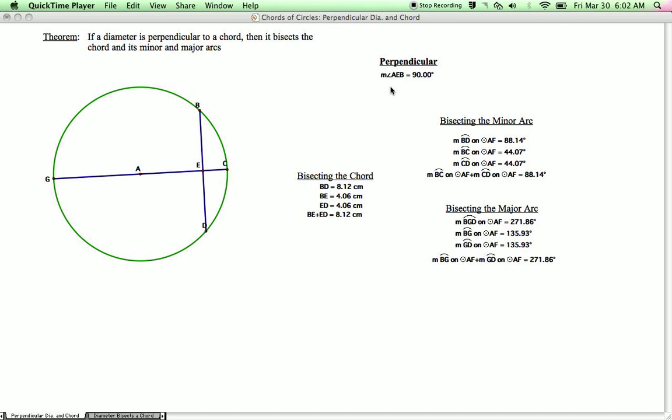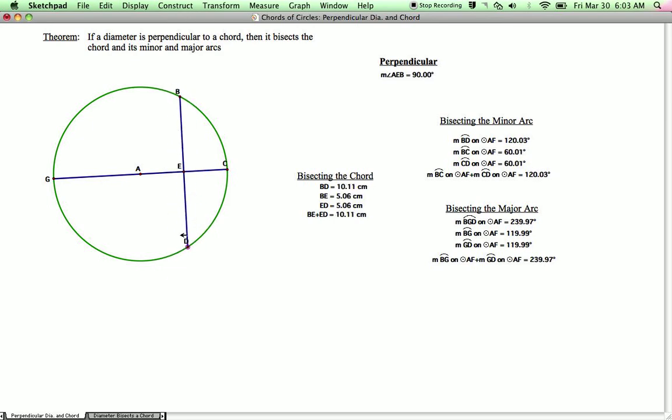It says right here angle AEB is 90 degrees. So these two segments would be perpendicular. BD is the chord, and notice if I take D and grab it and move it, the angle AEB always stays 90 degrees.